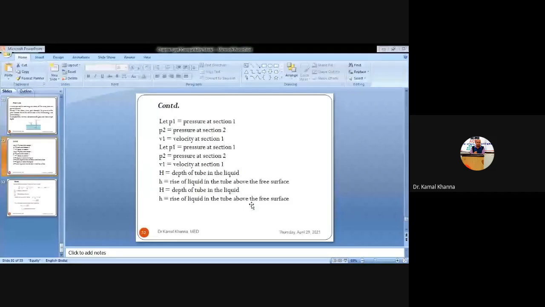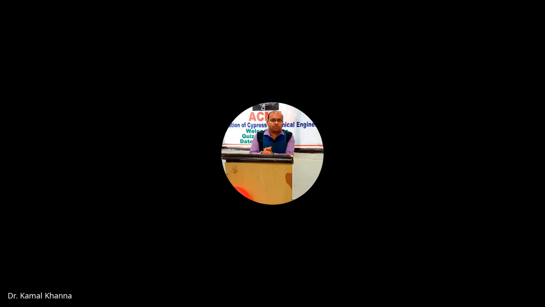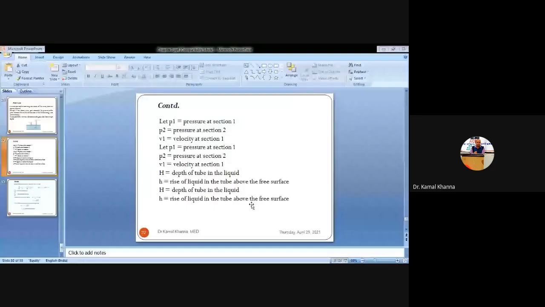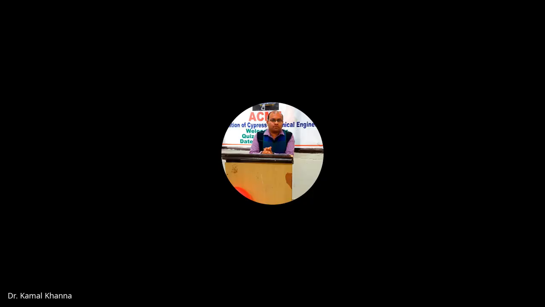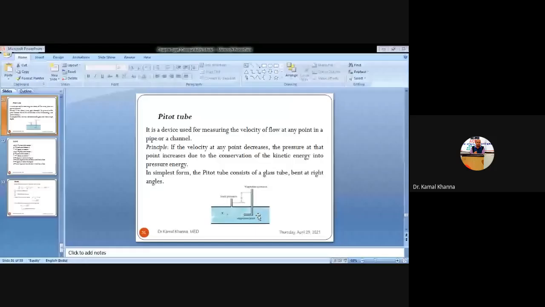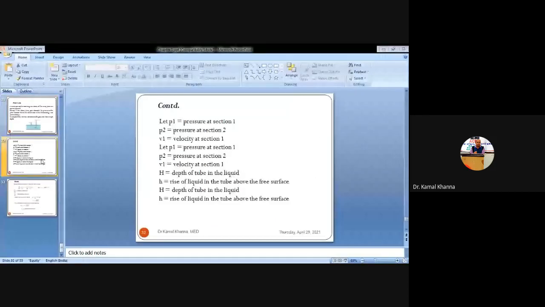Let us say pressure at point 1 and 2 are P1 and P2 respectively, and velocity at section 1 and section 2 is V1 and V2. Similarly, the rise of liquid in the tube above the free surface is considered small h, and the depth of the tube in the liquid, that is the point up to which the pitot tube has been inserted into the liquid, is called the capital H, and small h is the rise of the liquid above the free surface.